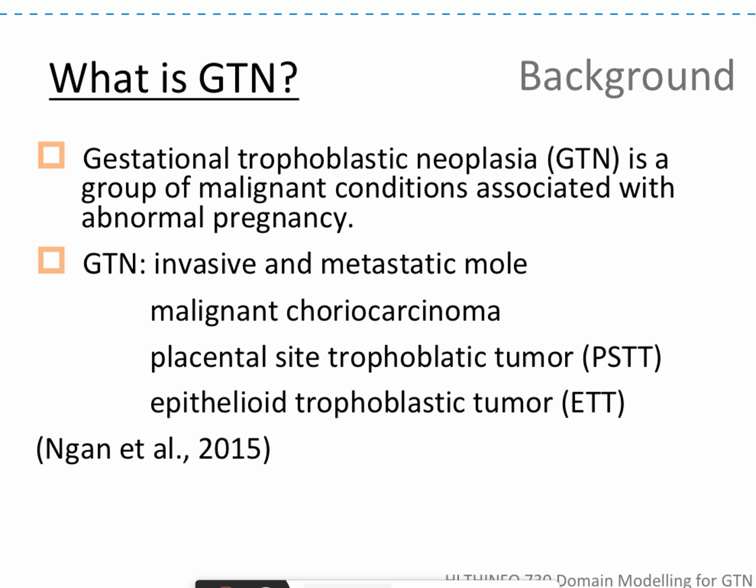First of all, let me introduce this disease briefly. Gestational trophoblastic neoplasia. In this video, I will call it GTN. It is a group of malignant conditions associated with abnormal pregnancy. It includes invasive and metastatic mole, as well as the malignant choriocarcinoma, placental site trophoblastic tumor, and epithelioid trophoblastic tumor.